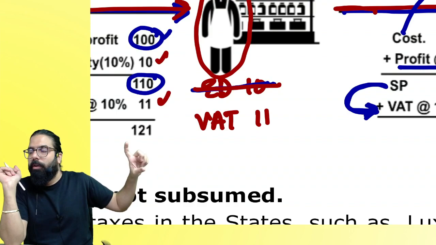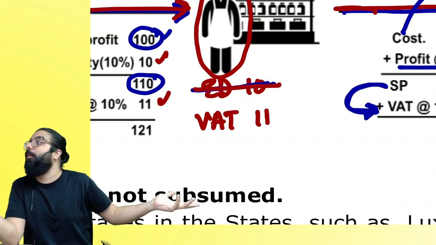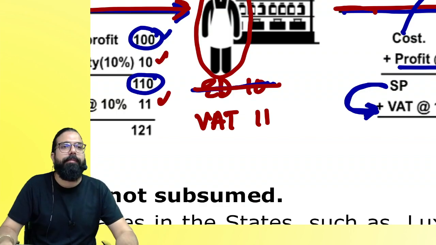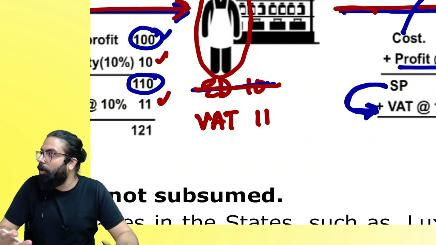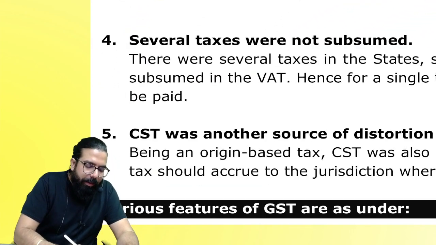Clear? Cost may tax is there. When I will sell, I will charge again tax. Tax on tax. And tax on tax is what, everyone? Cascading effect. Can I go ahead, everyone? Got it? Sure. Next.